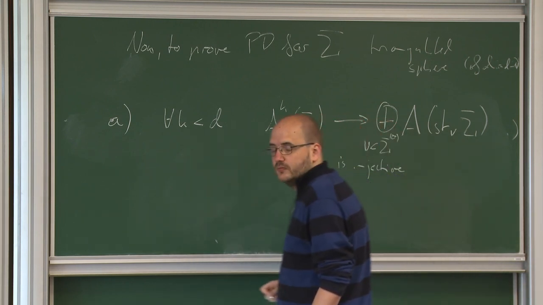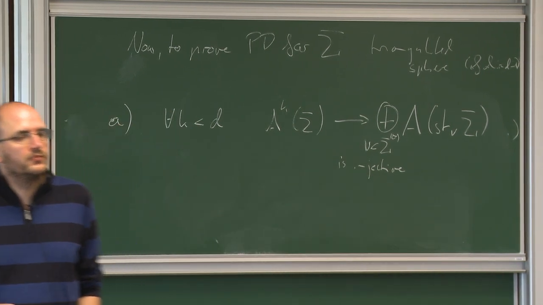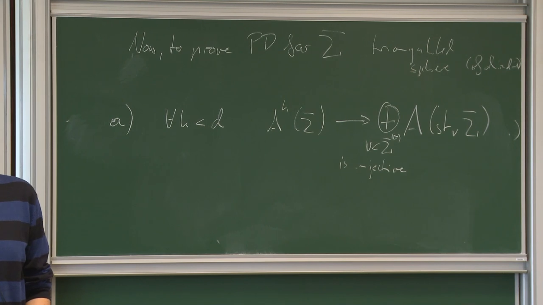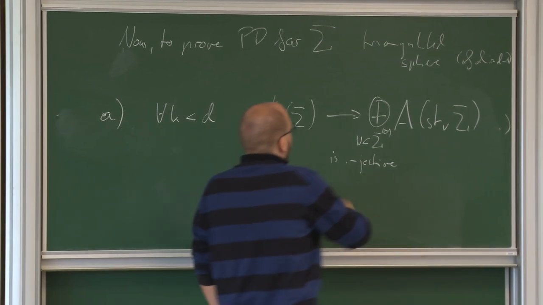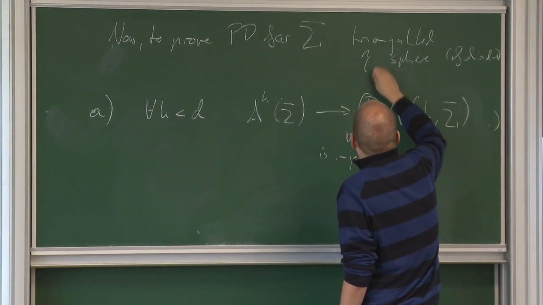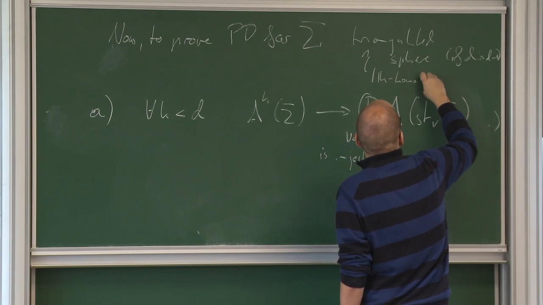What you said last time, the shelling stuff, was it only a special case of this, coming from the boundary of a polytope? Yeah, this is only a special case. Now we are looking at a triangulated sphere, and from now on, a triangulated sphere will always mean a K homology sphere.